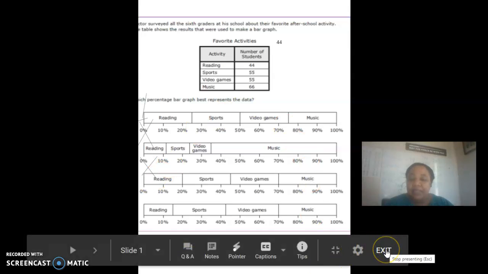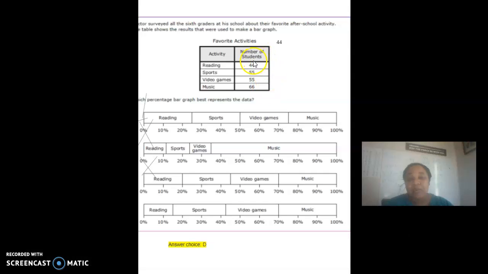I hope this helped you out a lot. Remember, add all your numbers up when you're trying to find a percentage. Then take each number, like the 44, and say 44 over 220, 55 over 220, 55 over 220, and 66 over 220. Then you just T-bow to find your percentage. Then analyze your graph and look for that answer.